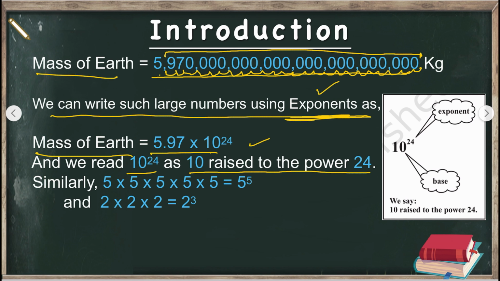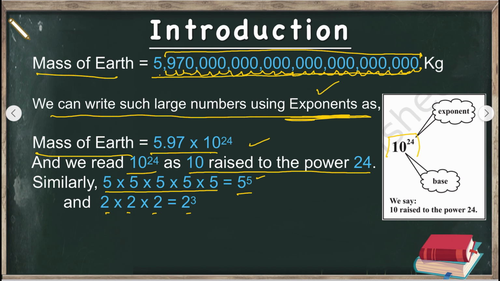Similarly, we can use it for small numbers also. Like we have 5 into 5 into 5 into 5 into 5, the 5 multiplied 5 times. We can write this as 5 power 5, that is 5 exponent 5. Similarly, if we have 2 into 2 into 2, we can write 2 power 3.